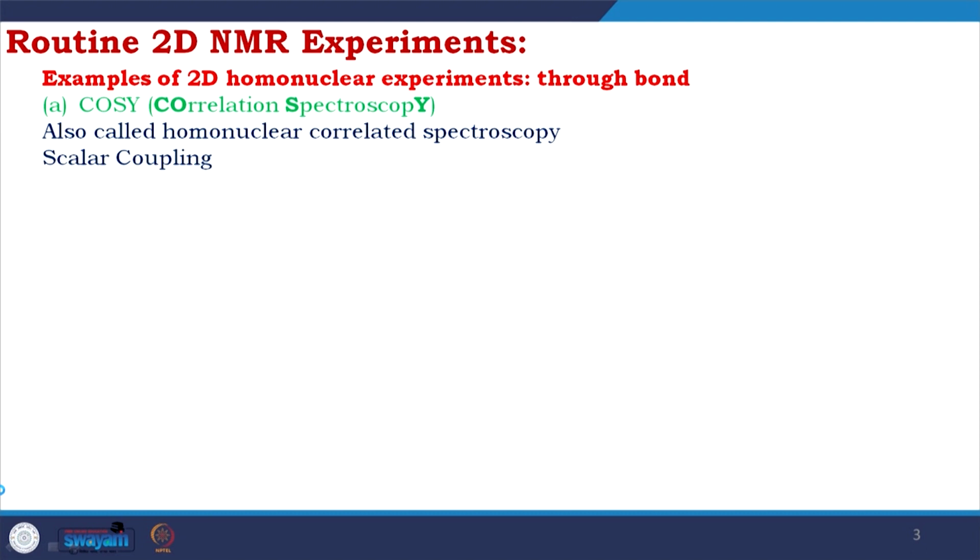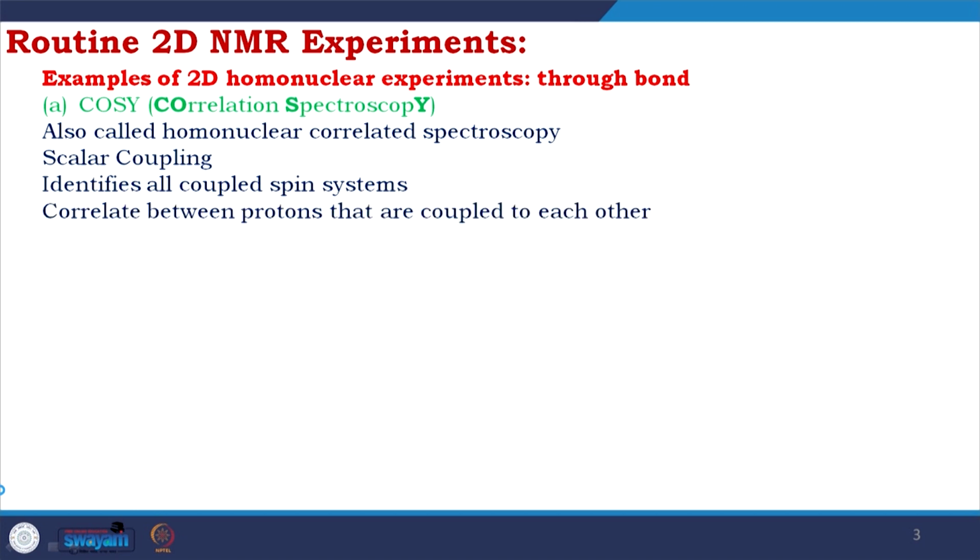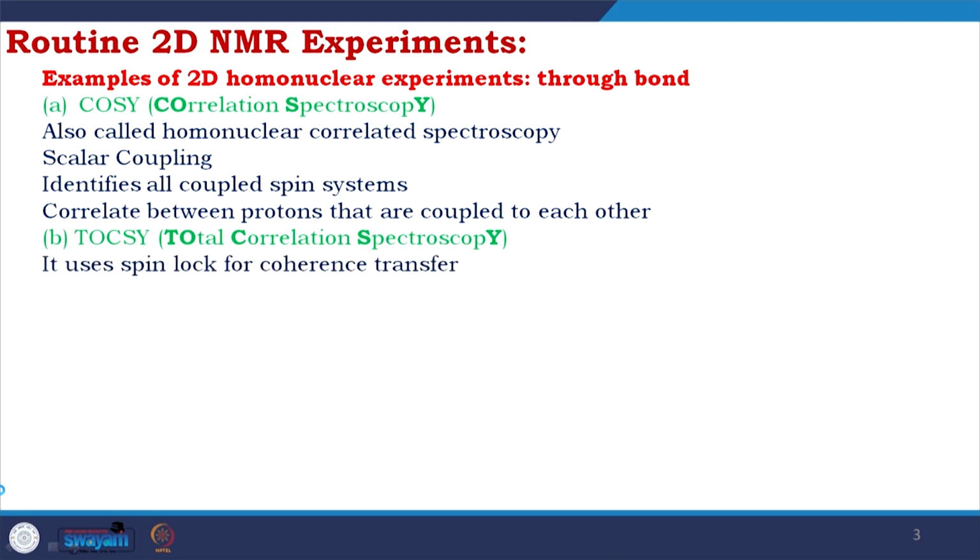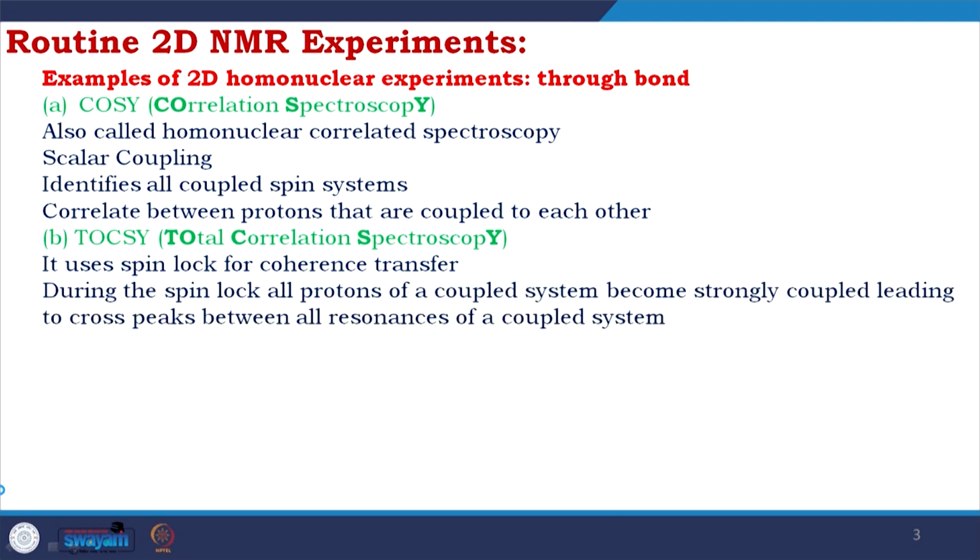Its scalar coupling, as already talked about, is through bond, identifies all coupled spin systems, and correlates between protons that are coupled to each other. So, one H with one H. Then comes TOCSY, total correlation spectroscopy. It uses spin lock for coherence transfer. During the spin lock, all protons of the coupled system become strongly coupled, leading to cross peaks between all resonances of a coupled system, and that is why it gives better results.